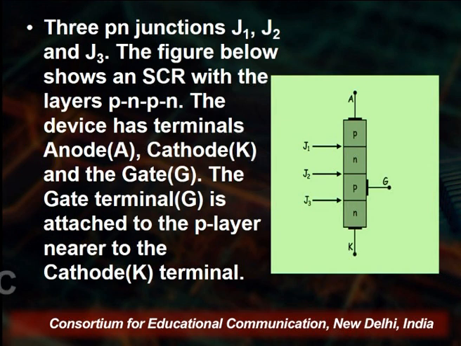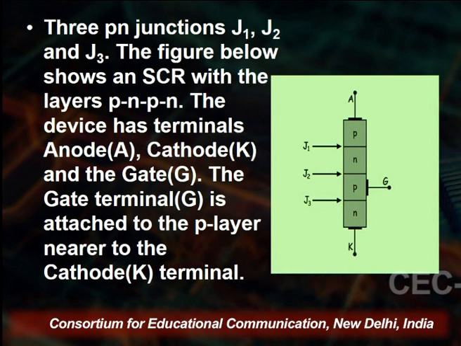We will discuss these. You see on the screen that we have three PN junctions, J1, J2 and J3, and this is the SCR with the layers of PN. This device has three terminals. One is the anode, represented by A, second is the cathode, represented by K, and third is the gate, G, which is attached to the P layer nearer to the cathode terminal.